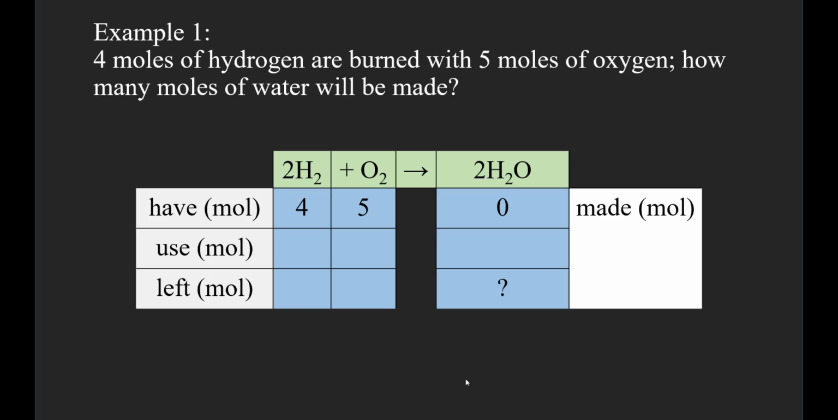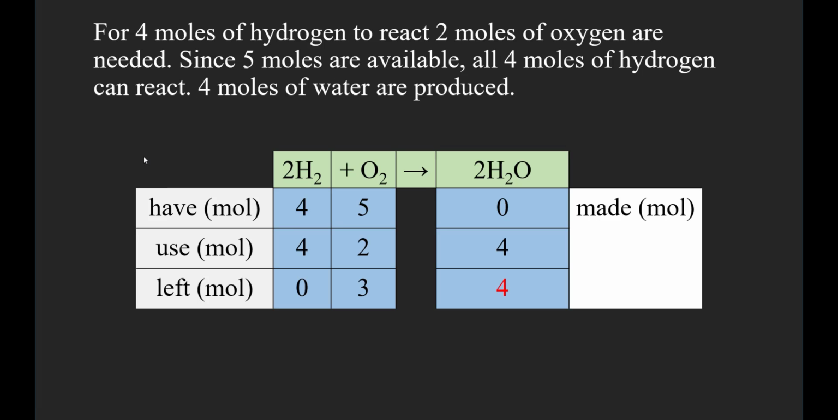Imagine that we had 4 moles of hydrogen and we try to burn them with 5 moles of oxygen. The question is exactly how many moles of water can we make? So just like last time, we're just going to go ahead and assume that we can react all of the first reactant. So let's try that and see if it works out.